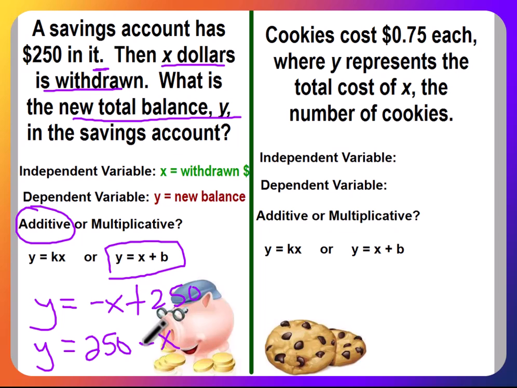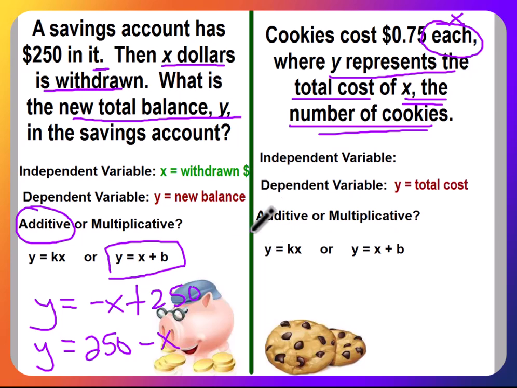Okay, the next one. Cookies cost 75 cents each. I can already tell this is multiplicative because each means to multiply, right? It helps if you annotate the problem as you read it. So cookies cost 75 cents each, where y represents the total cost of x, which is the number of cookies. All right, independent, dependent. Anytime you're looking for the total of something, that's going to be your dependent, your y value, the total cost. Anytime you have the number of something, that's usually always going to be your independent. X, the number of cookies.